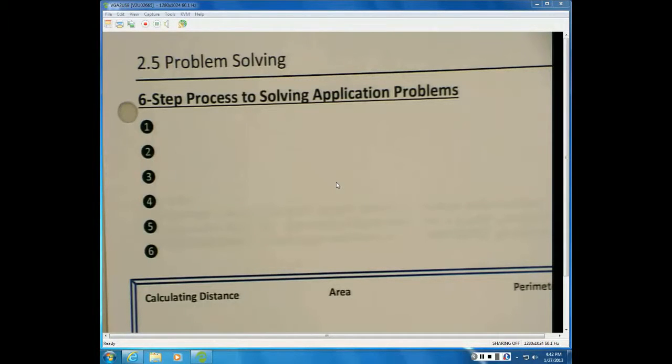Hello. We are going to be talking about 2.5 problem solving. So let's do this.